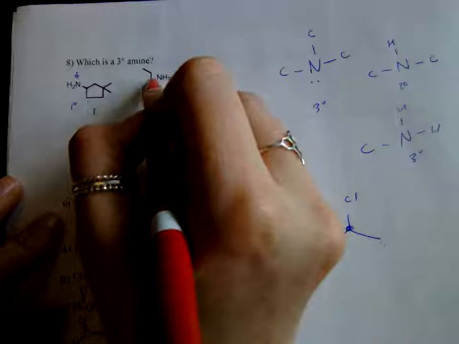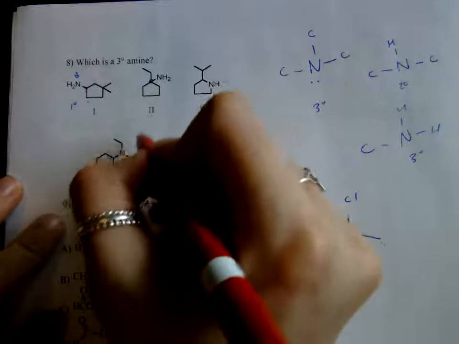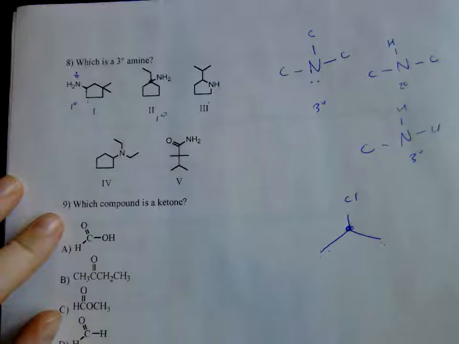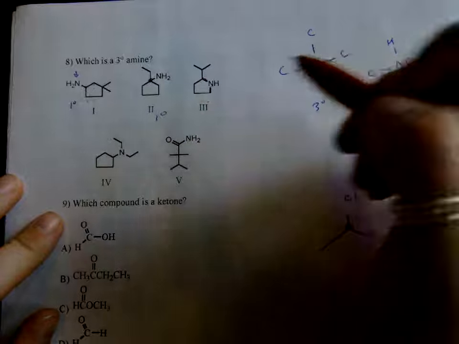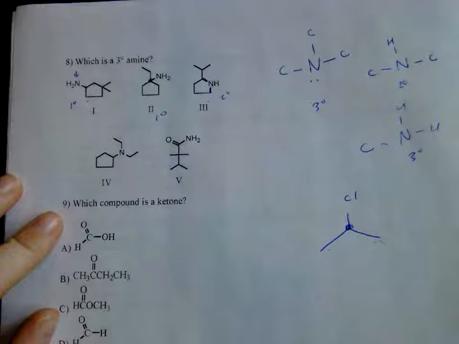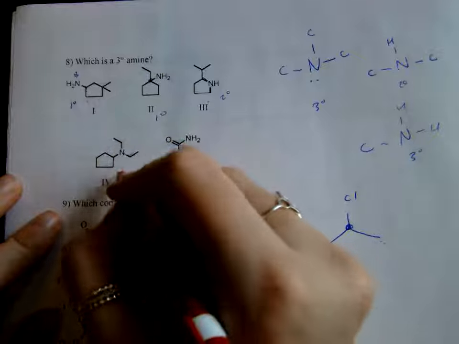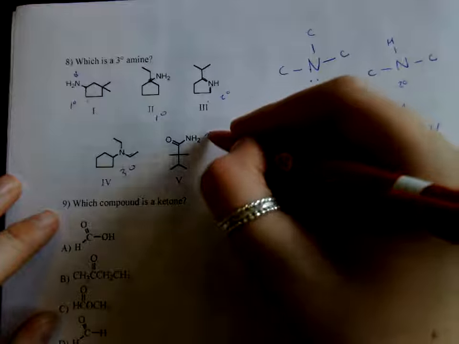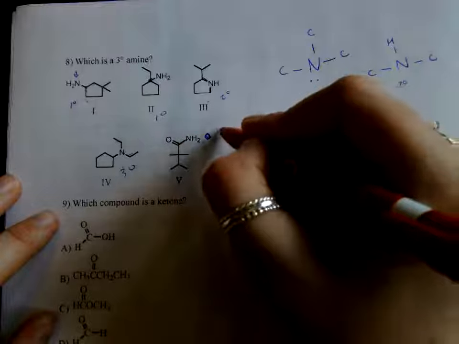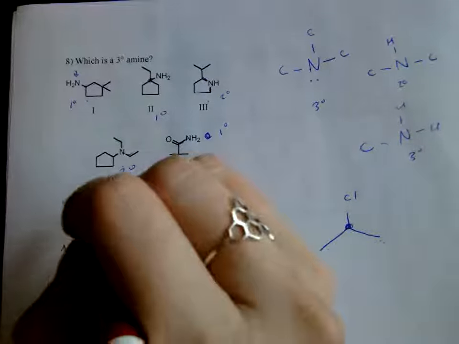So here, there's one carbon off of that nitrogen. If we're looking at the point of attachment, it's also primary. This nitrogen has 2 carbons coming off of it, so that is a secondary. This nitrogen over here has 3 carbons coming off of it, tertiary, and this nitrogen has just 1 carbon coming off of it, so it's a primary. So the only one with a tertiary amine is answer choice D.